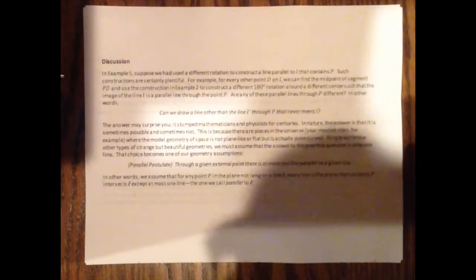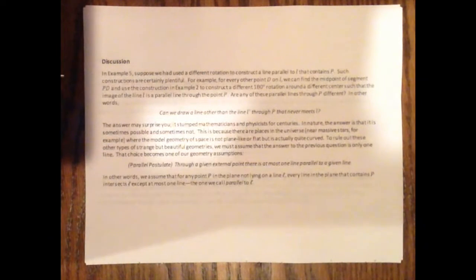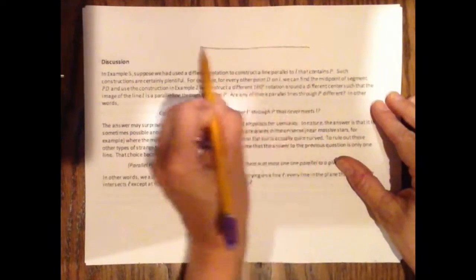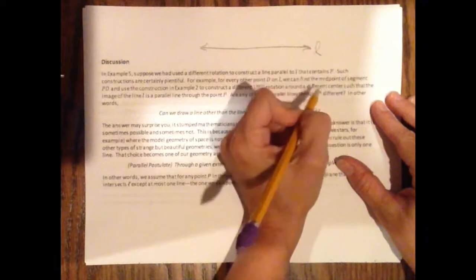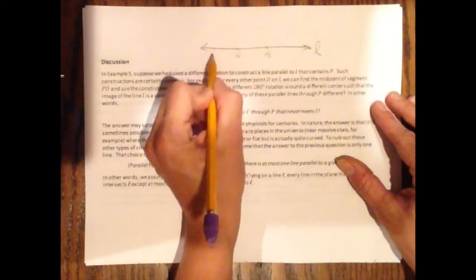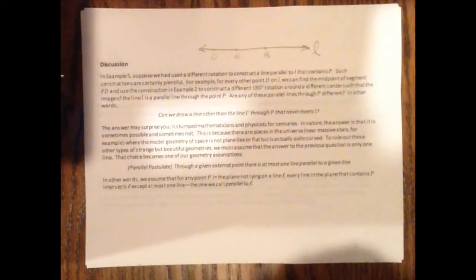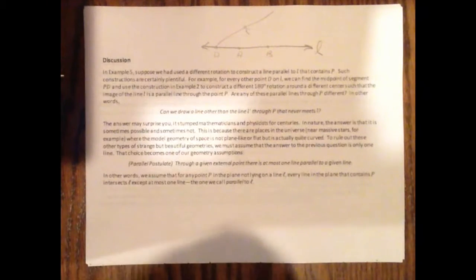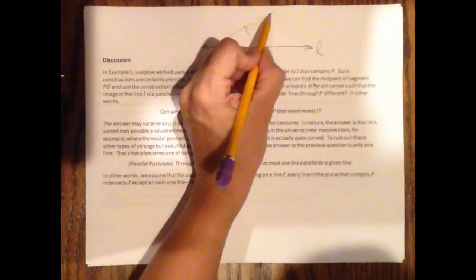Okay, discussion. In example 5, suppose we had used a different rotation to construct a line parallel to L that contains P. Such constructions are certainly plentiful. For example, for every other point D on line L, if we still have line L, we talked about points A and B. What if we have any point D on that line? We can find the midpoint of a segment PD, so we had P up here.